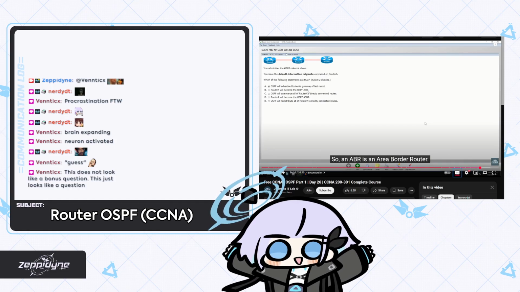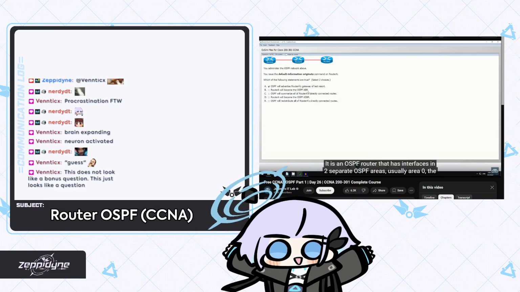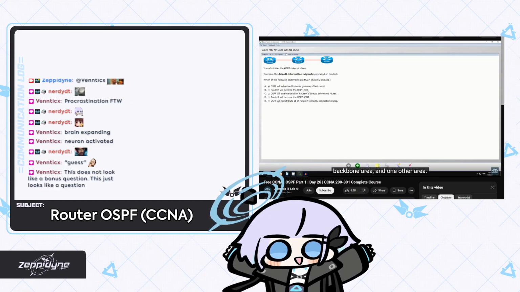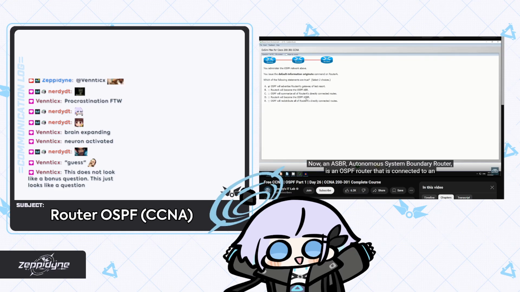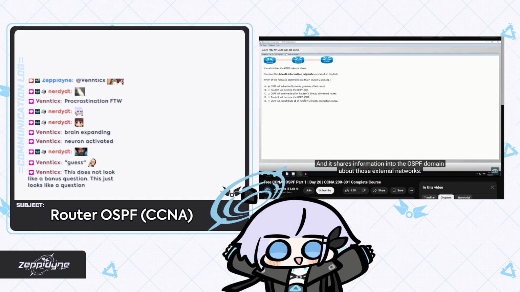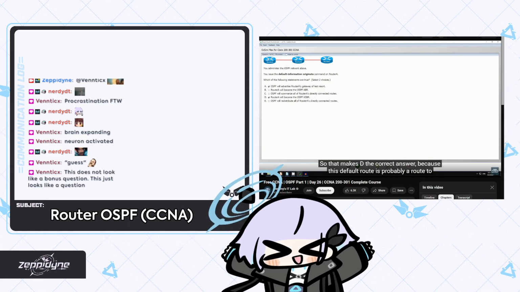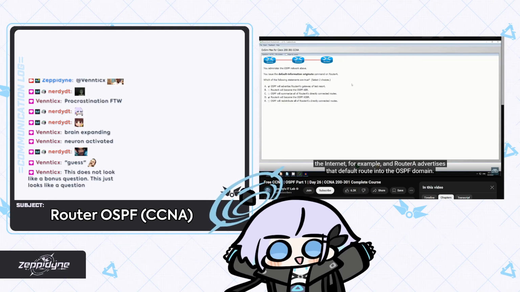An ABR is an Area Border Router. It is an OSPF router that has interfaces in two separate OSPF areas, usually area 0, the backbone area, and one other area. An ASBR, Autonomous System Boundary Router, is an OSPF router that is connected to an external network outside of the OSPF domain, and it shares information into the OSPF domain about those external networks. So that makes D the correct answer, because this default route is probably a route to the internet, for example, and router A advertises that default route into the OSPF domain.